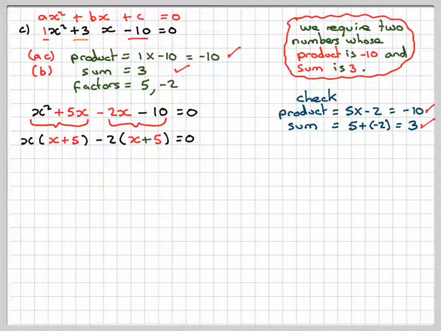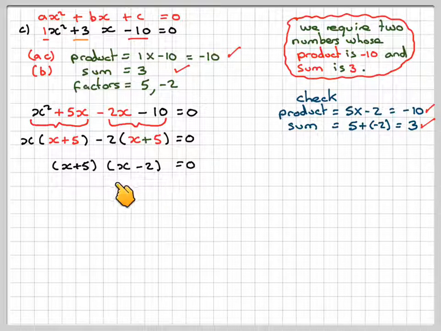Now, you will see in the brackets we have the same thing. So this now acts as another common factor. So you get x plus 5, bracket x minus 2 is equal to 0. If you're not sure that this works, then expand this and check that you get back to the original thing.